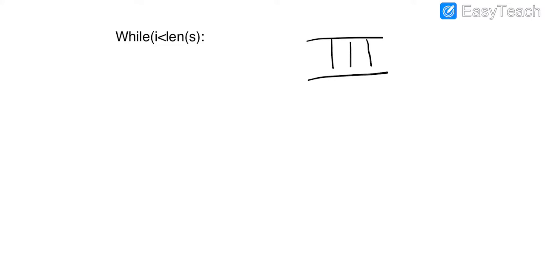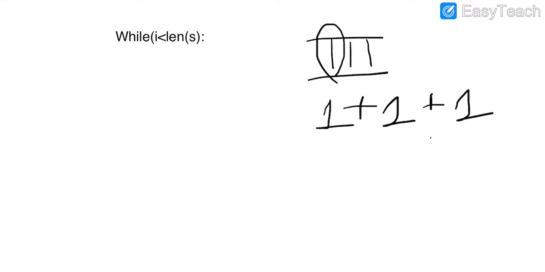Now, if we look at the first case, the Roman number 3, since the first value is 1, we have to get this value from the dictionary. So 1 plus 1 plus 1, which is 3. This case is fine. So now let's go to the next case. Now let's look at this 4.